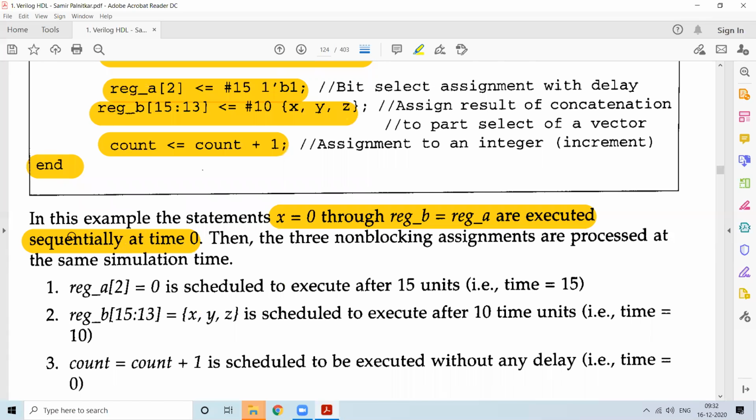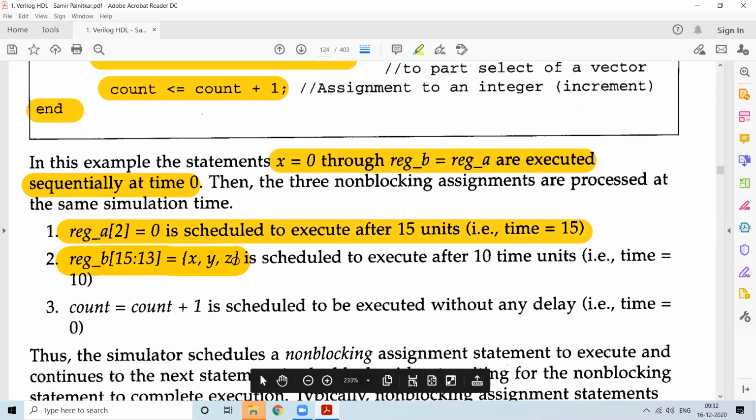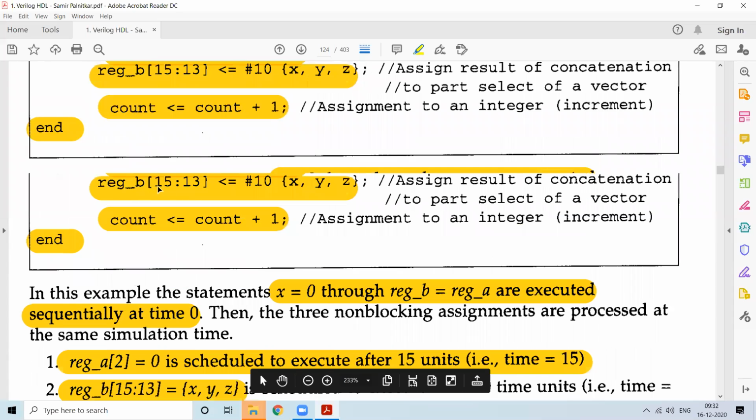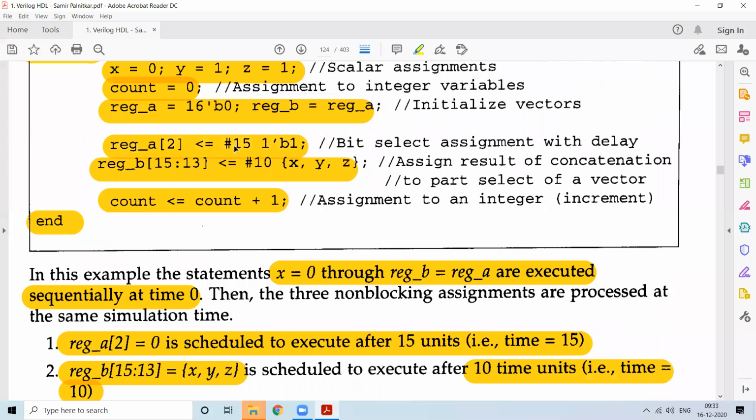Now coming down to the rest, here we can see that reg a will be assigned its value at 15 time units. But what about reg b? That is the statement which follows reg a, and both are non-blocking statements. In this one, at time 10, reg b gets assigned. Whereas in the previous case, it was getting assigned after 15 plus 10, so at 25 time units.